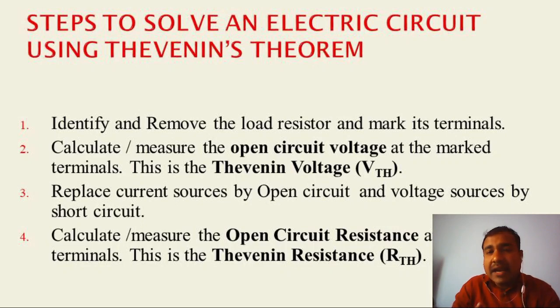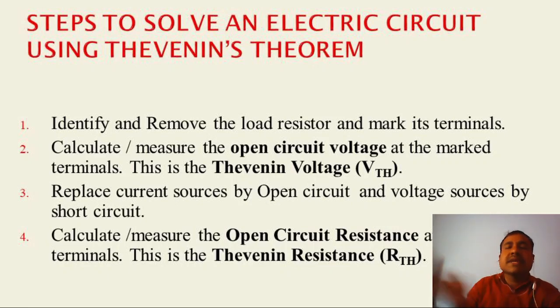if any current sources are there in the network, you have to replace that current source by an open circuit. If any voltage sources are there, you have to replace that by a short circuit. So by this way we are making voltage equal to 0 and current equal to 0 to find the RTH. So the third step is to just replace the current source and voltage source equivalent to the zero values.